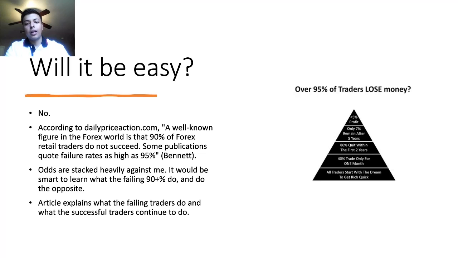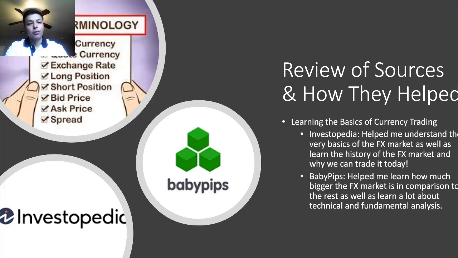So on the right, you see that every trader starts with the dream to get rich quick. That was me at first. But then 40% trade only for 1 month, 80% quit within 2 years, and only 7% remain after 5 years, but there are only 5% that actually remain profitable. So it's not going to be easy.